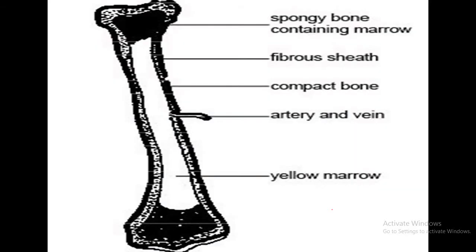Now we have to see the structure of a long bone. The structure of a typical long bone: it is highly calcified and mineralized, a hard and rigid connective tissue. It is very strong and can withstand severe stresses.